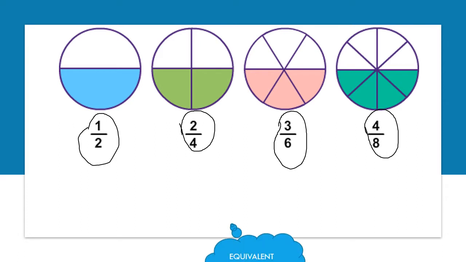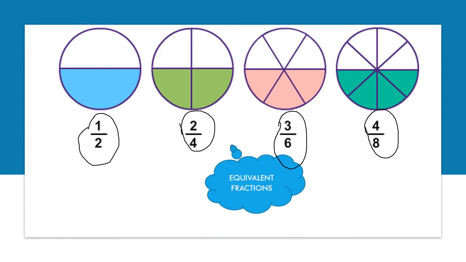Now all these fractions are known as equivalent fractions because they represent the same thing. Why the same thing? Because if we look at all these four figures, half of the figure is shaded. Here in the first one, there are two parts, one is shaded. In the second, there are four parts and two are shaded. So 2 is half of 4. In the third, there are 6 parts and 3 are shaded. 3 is half of 6. And in the fourth, 4 out of 8 are shaded. So that is also half.